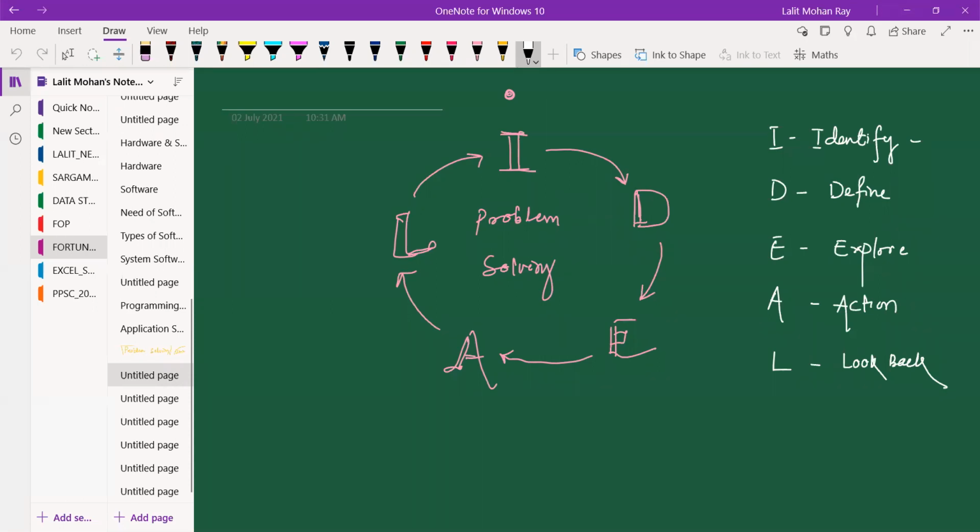So this is the complete method of problem solving. This is the ideal method. This method is called the IDEAL method. All of you clear on the ideal method? Yes, sir. So this is the method.